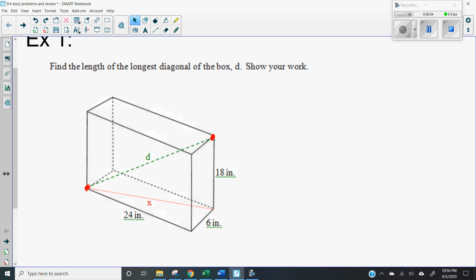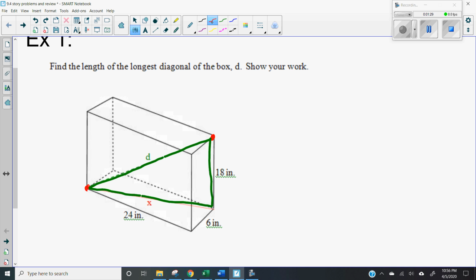Now D itself is part of, let's see if I can trace it here, this right triangle, where you have sides D, X, and 18. But obviously we can't find that yet because we don't know X. And just to note, this is not necessarily a special right triangle. We don't know anything about the angle measure, so we're not going to do anything with a 30, 60, 90, or 45, 45, 90 in this one. And what we do need to find is X.